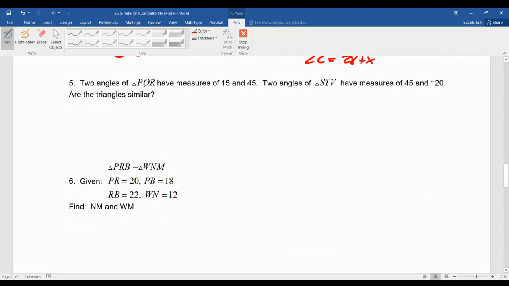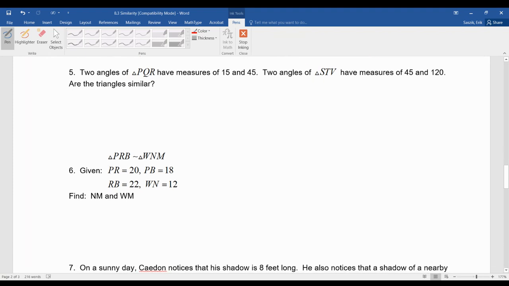And again, there's not a lot of stuff I'm going to do down here. Two triangles, are these triangles similar? Well, let's look at this. The third angle would be 120. The third angle here would be 15. So these triangles will be similar, as you have 3 pairs of corresponding angles congruent.